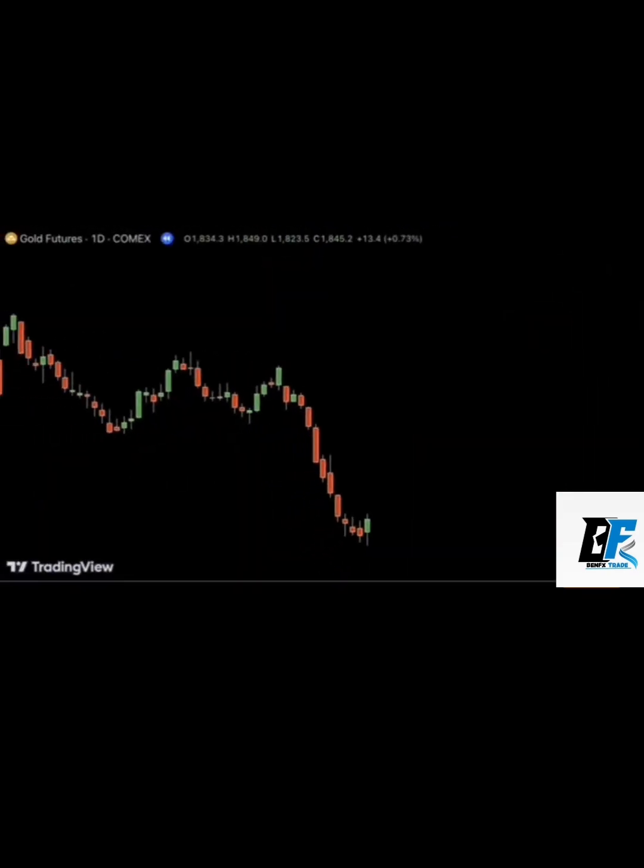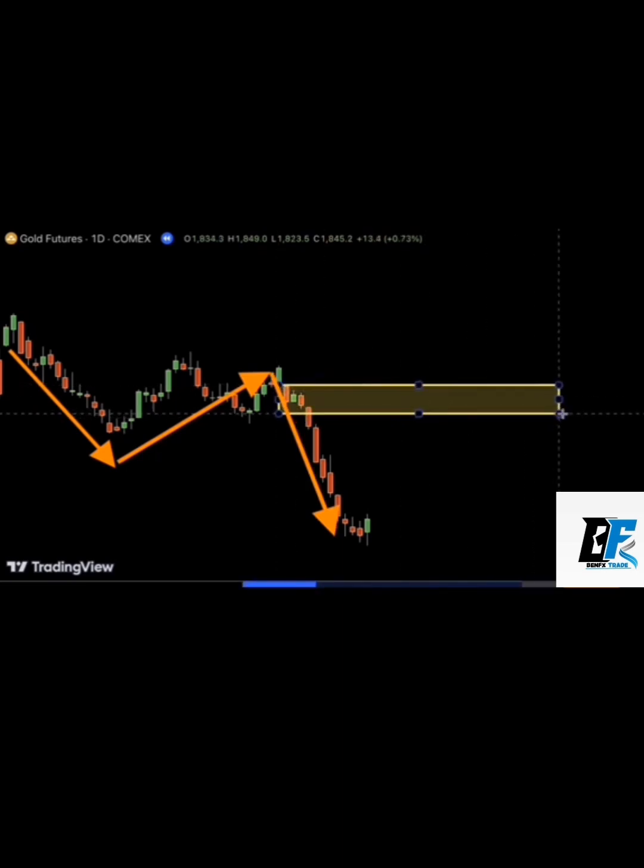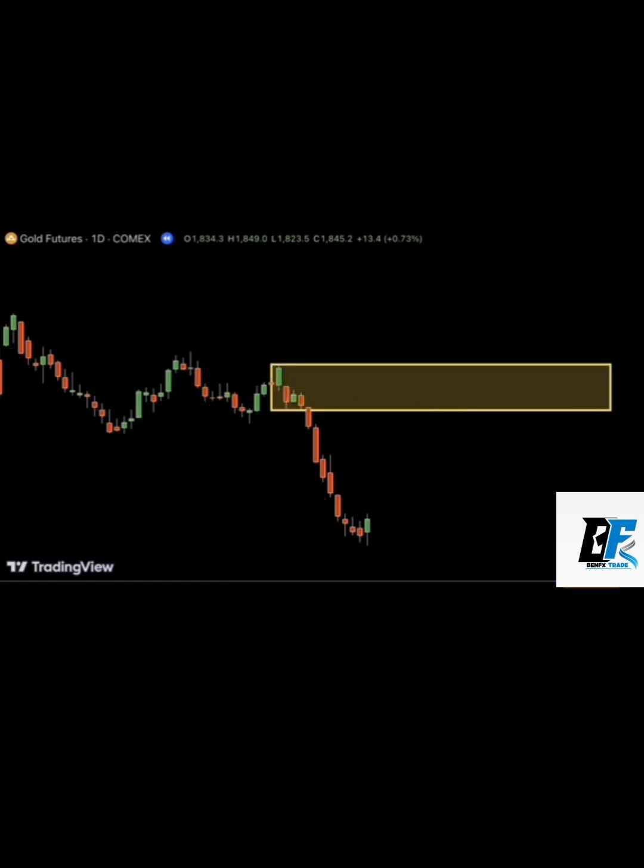Let's walk through a real chart example that shows a bullish breaker block playing out step by step. We begin with the market trending downward, forming a swing low. Then comes a brief push upward followed by another drop. This second leg down creates a bearish order block, a sign that sellers were in control and pushed price lower. But here's where things get interesting.